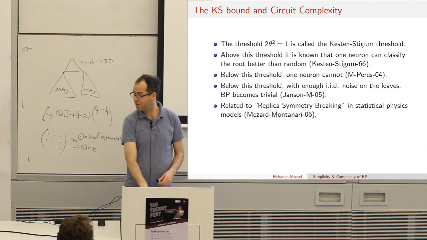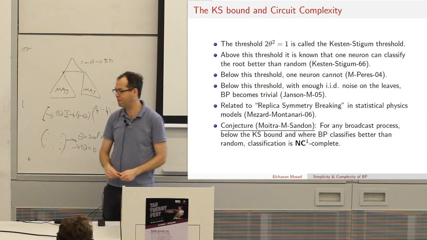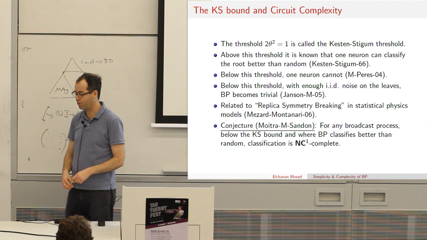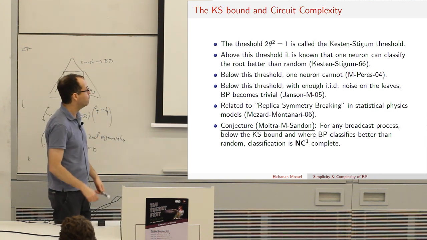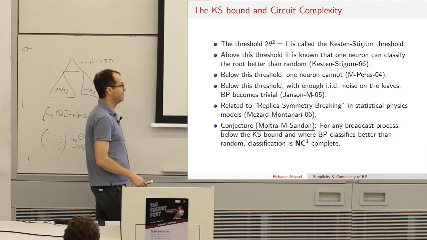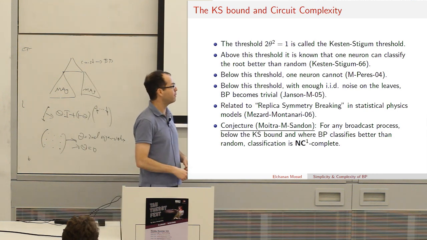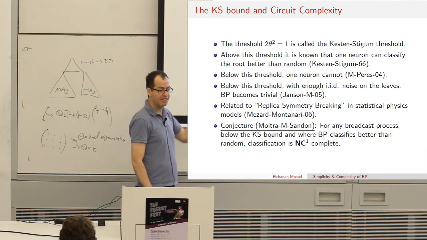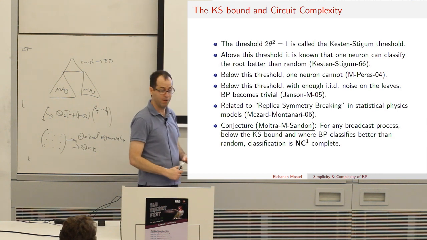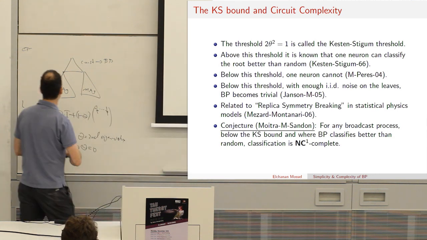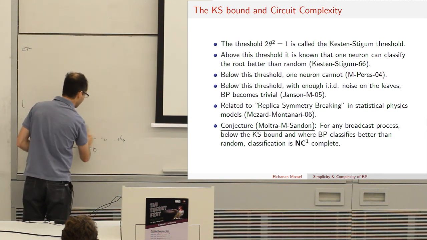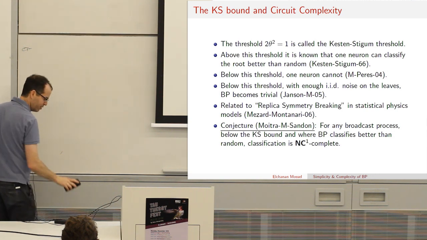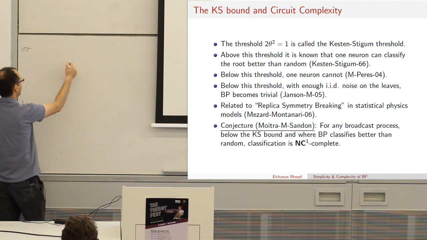I'm telling you that because of the conjecture that we made: for any broadcast process below the Kesten-Stegum bound, where belief propagation classifies better than random, classification is NC1 complete. There's a lot of information here. So there's this Kesten-Stegum bound, which is d theta square. Sorry, maybe I'll draw the picture again.